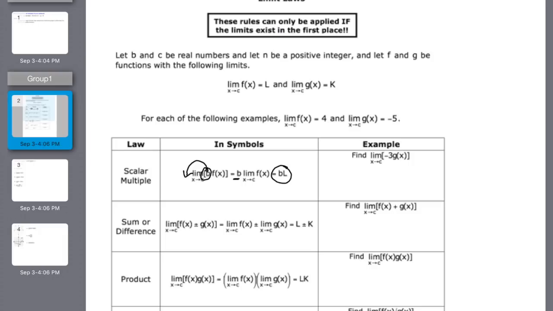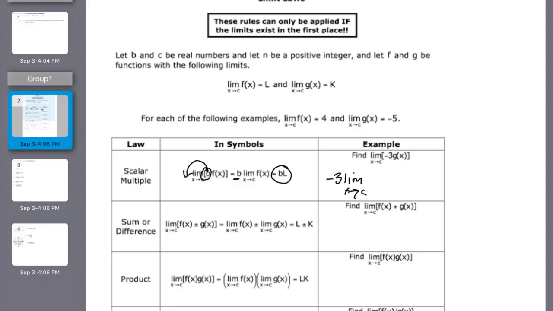And then we're going to do an example, and it says for each of the following examples, the limit as x approaches some value, c, of f of x is equal to 4, and the limit as x approaches c of g of x is equal to -5. Okay, so for example, that very first one, the scalar multiple, this rule says that we can take, let me get a pen, we can take that -3 outside of the process.